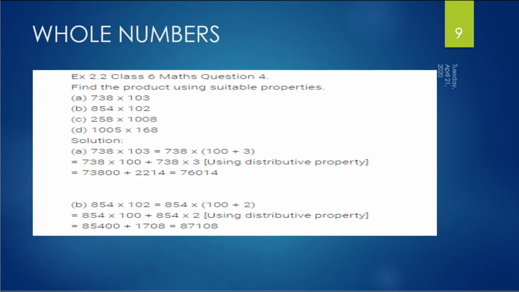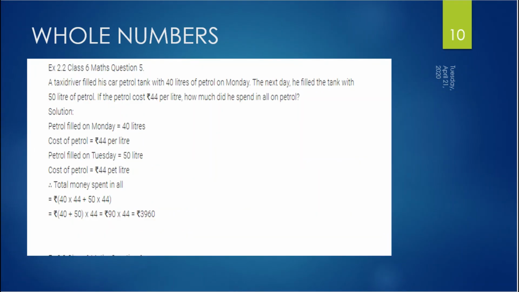73,800 plus 2,214. That will be added and we are getting 76,014. Same way the B part is 854, and we are splitting up 102, that is 100 plus 2. So 854 is to be multiplied with 100 and 854 is to be multiplied with 2 using the distributive property, we will be getting 85,400 plus 1,708, which will become 87,108. So C and D part you can try yourself.